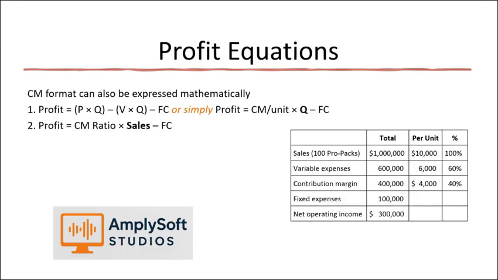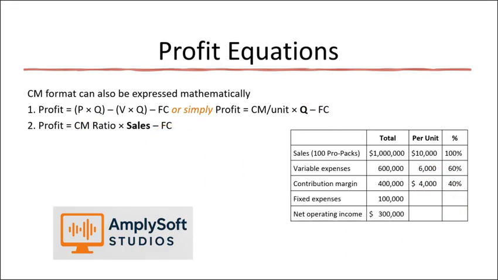The foundation for calculating profit equations, that's what the CM format does, and it can be expressed mathematically. Here are two ways to model profit. Profit equals price times quantity minus variable cost times quantity minus fixed cost, or simply profit equals the contribution margin, the difference between price per unit and variable cost per unit, times the quantity sold minus fixed cost. Or profit equals the CM ratio, that 40%, times sales minus fixed cost.